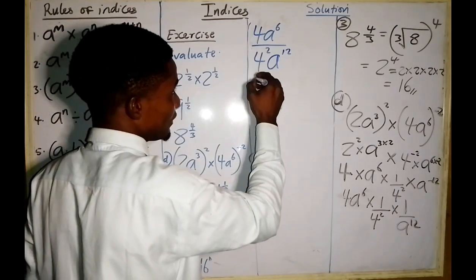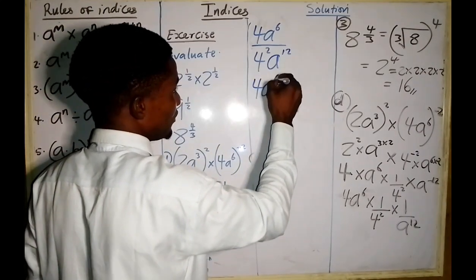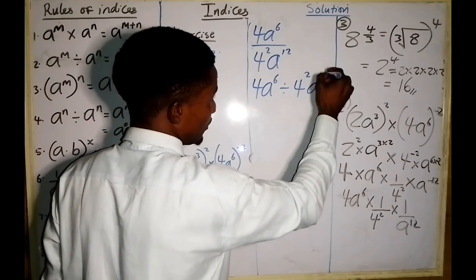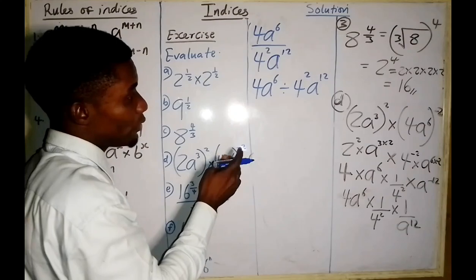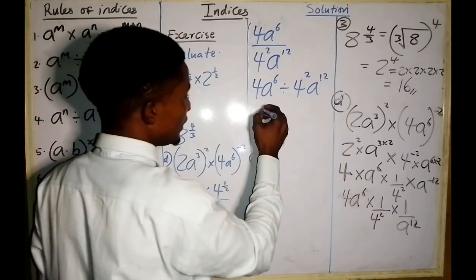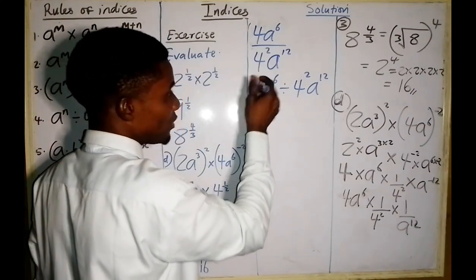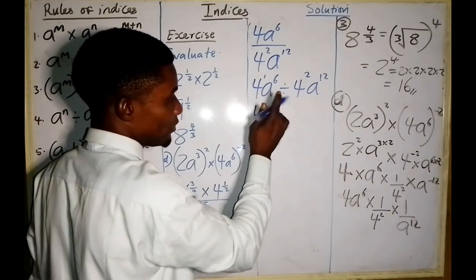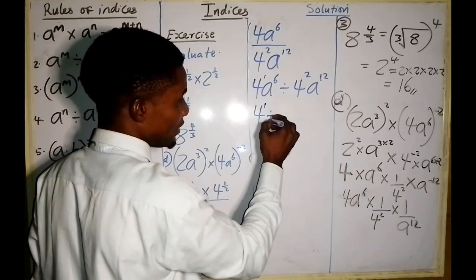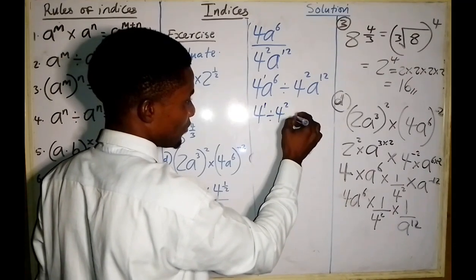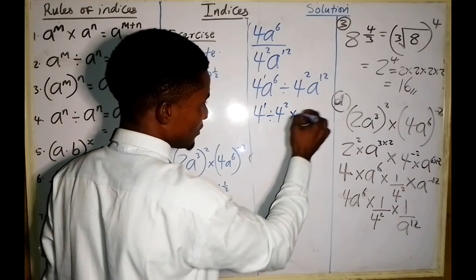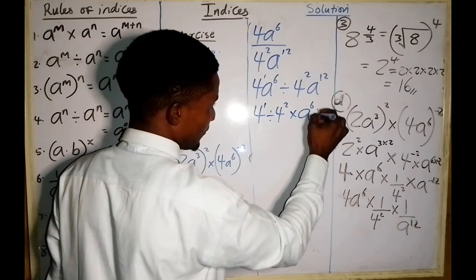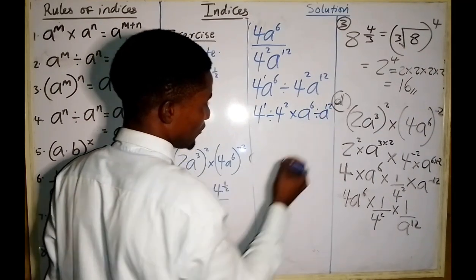Now I can re-express this as 4a raised to the power of 6 divided by 4 raised to the power of 2, a raised to the power of 12. Now to solve this further, we're going to apply our division law. And don't forget this 4 is having an index of 1. So here we're going to be having 4 raised to the power of 1 divided by 4 raised to the power of 2, and we have times a raised to the power of 6 divided by a raised to the power of 12.